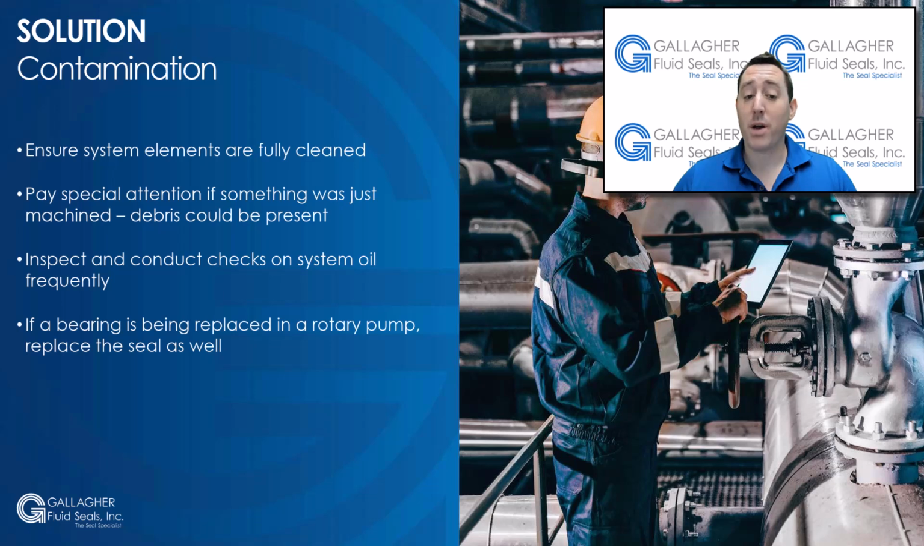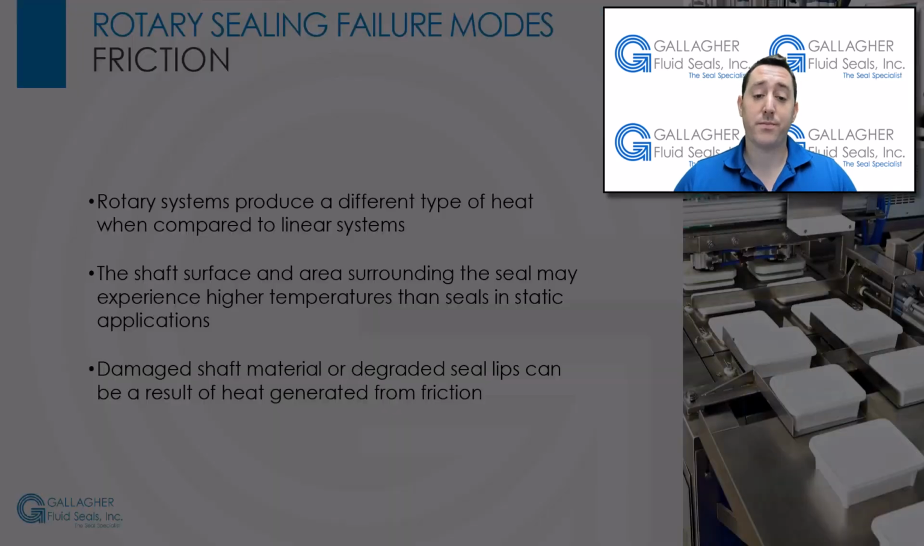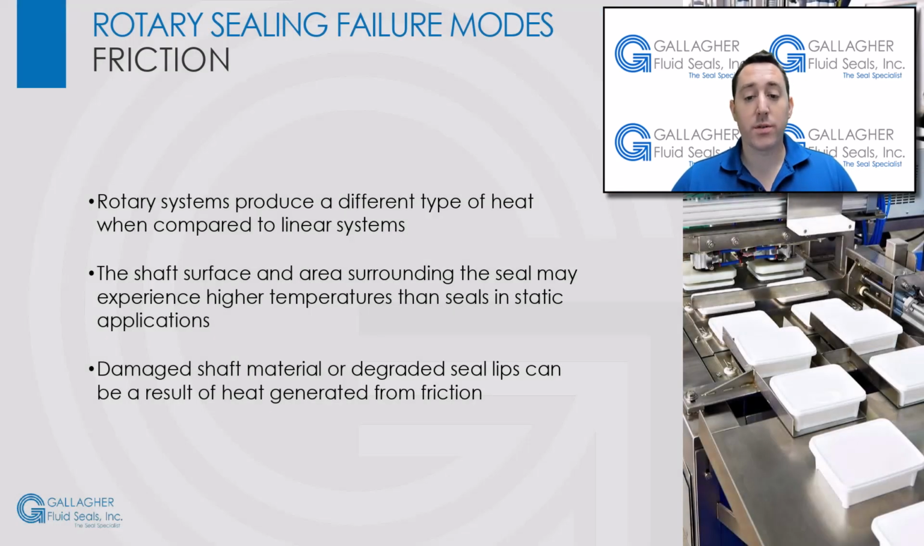If you are replacing a bearing in your rotary pump, you should replace the seal as well. It could have been exposed to external contaminants during the bearing replacement. This would make it extra susceptible to failure. Up next, we will discuss friction as a rotary sealing failure mode.